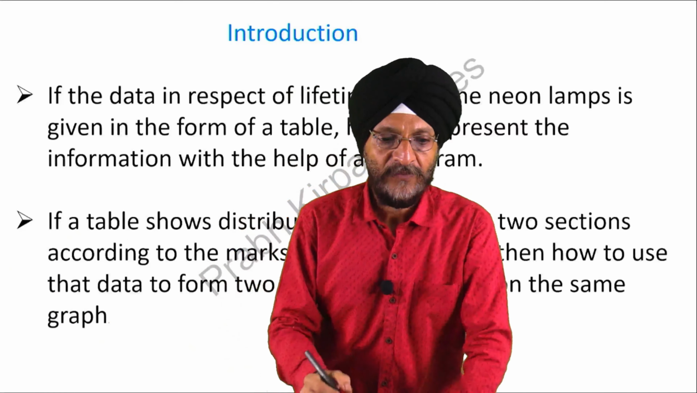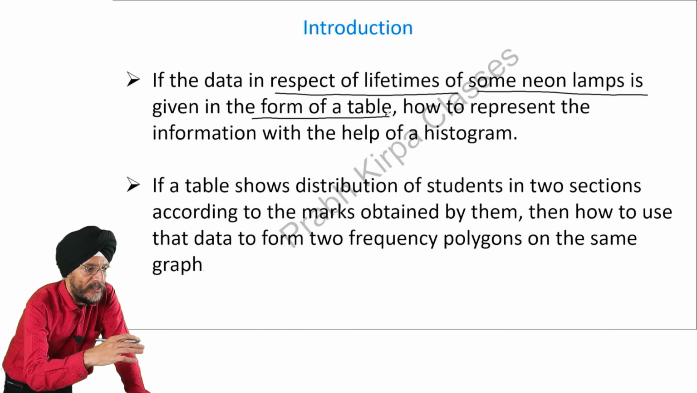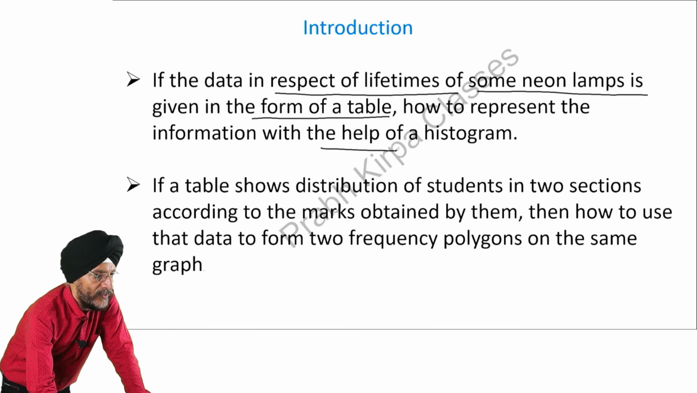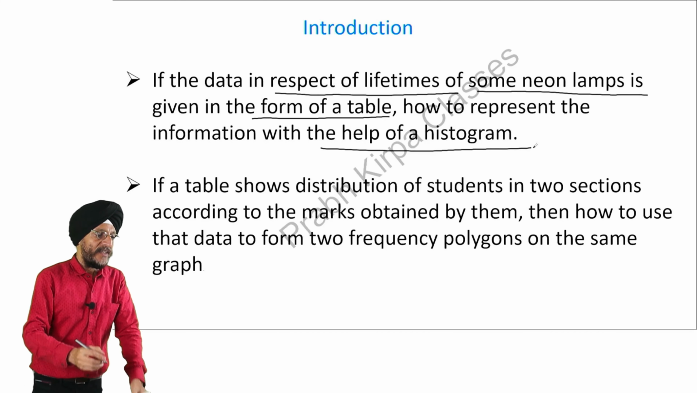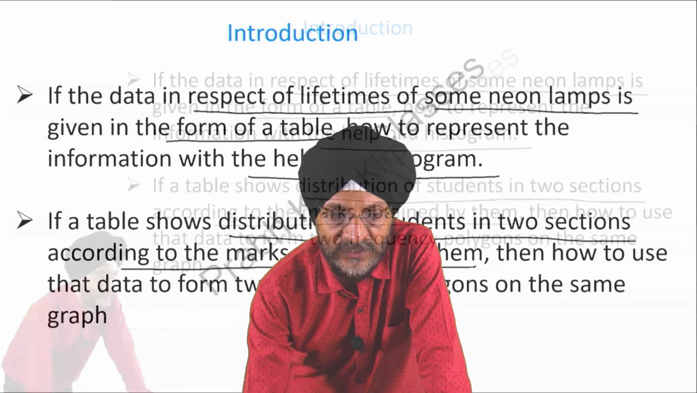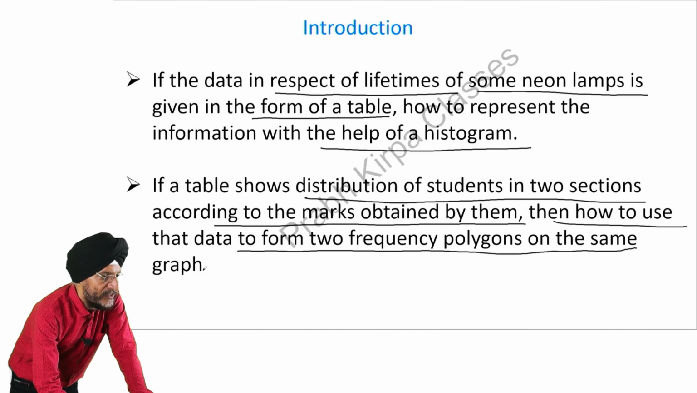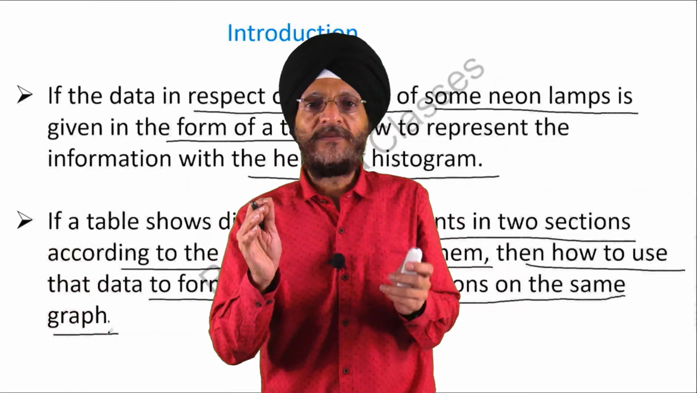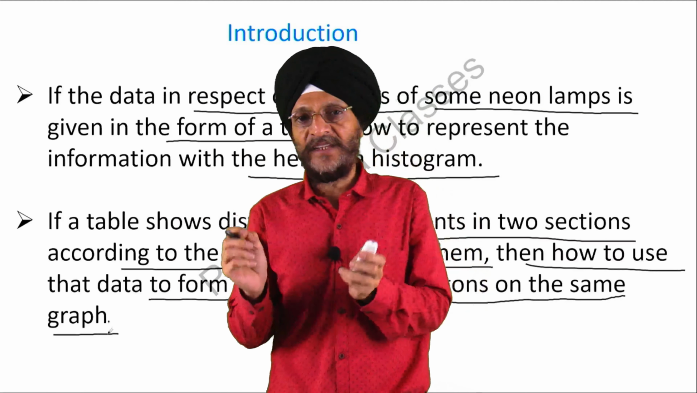We will also understand that if the data in respect of lifetimes of some neon lamps is given in the form of a table, then how to represent the information with the help of histogram. The students will also understand that if the table shows distribution of students in two sections according to the marks obtained by them, then how to use the data to form two frequency polygons on the same graph. You will find this course very useful and informative and very easy.